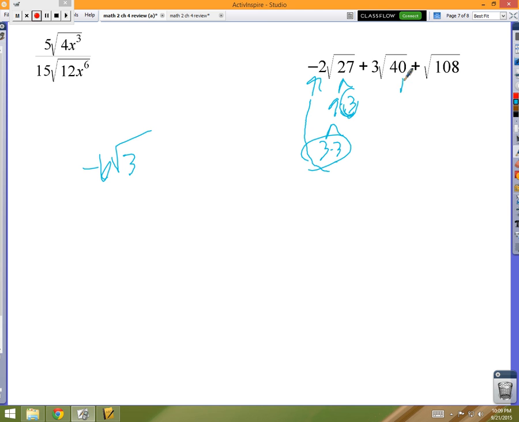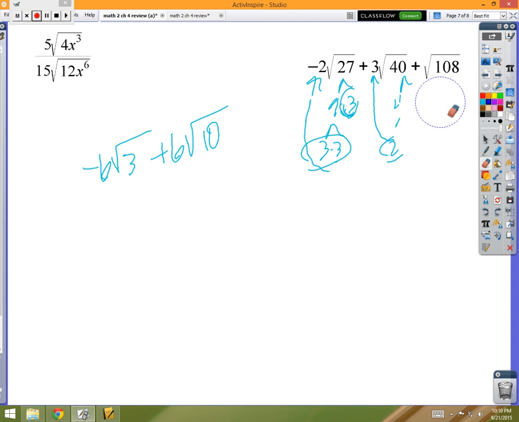Okay, the next one. In 40, 4 and 10. 4 is my perfect square. 4 is 2 and 2. 10 is 2 and 5. Okay, there's my pair of 2's. So 2 goes out, and there's already a 3 out, so times 2 and 3, and you get 6. And what's left on the inside is this 2, and 5 times them, 10 on the inside. Okay, last one, 108.